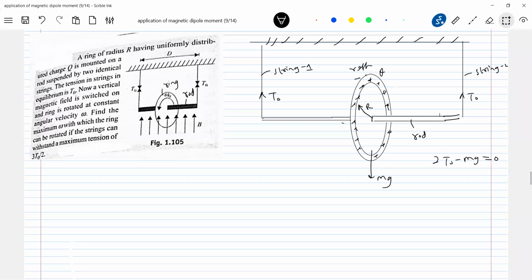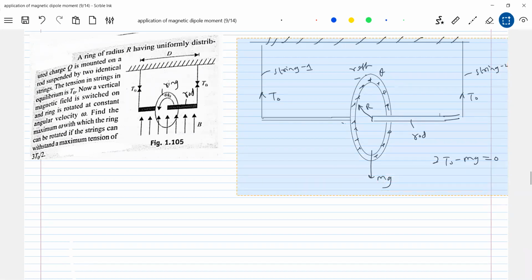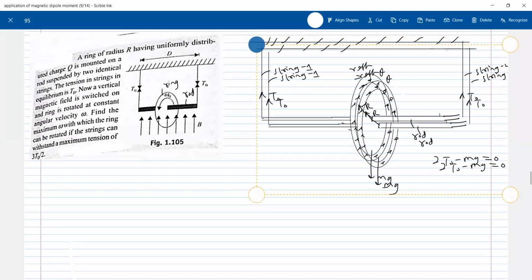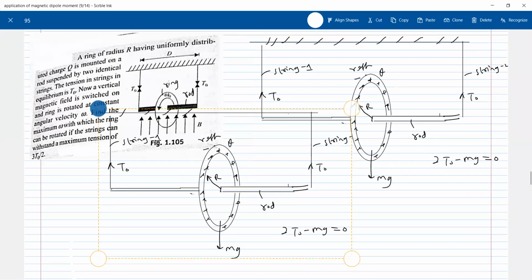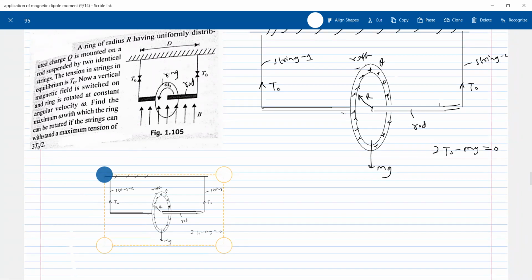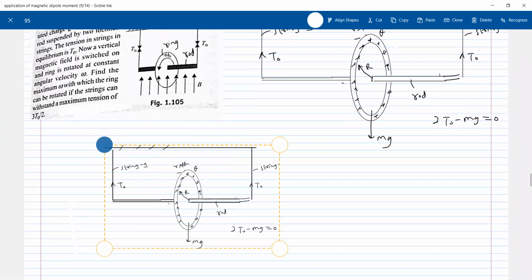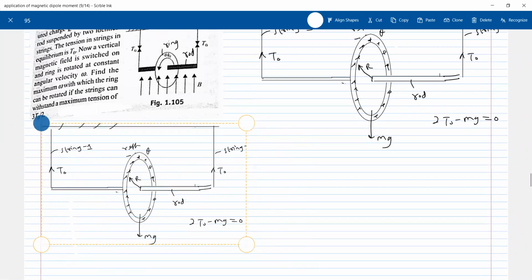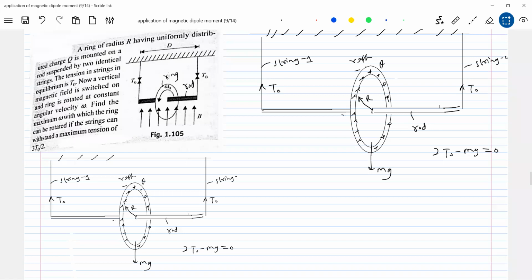Now I am going to rotate it. After rotating, what is the maximum angular velocity which you can give to the ring so that one of the strings will not break? We have a diagram like this. Next, I am going to rotate the ring by some mechanism, and the rod will remain horizontal.